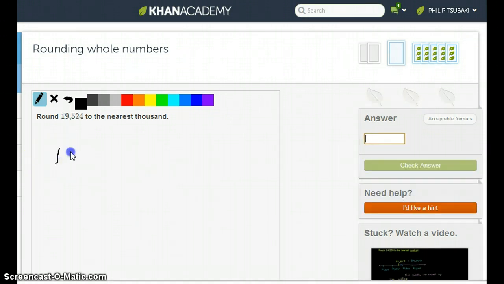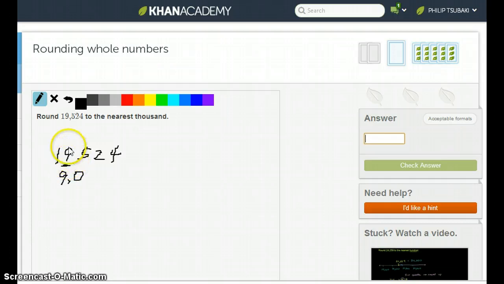Okay, 19,524, and we're going to round it to the nearest thousand. So first we look at that digit. This digit is going to be either a 9 or a 0. And this is kind of a tricky one, because if this turns into a 0, then that's going to affect the digit to the left, right? Because 19,000 is either going to stay 19,000 or become 20,000. So let's check to see if this is going to stay 9 or become 0.